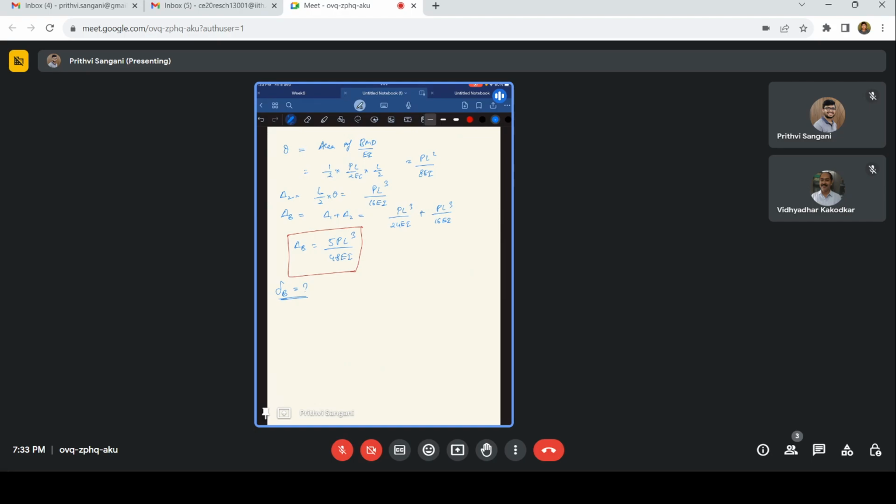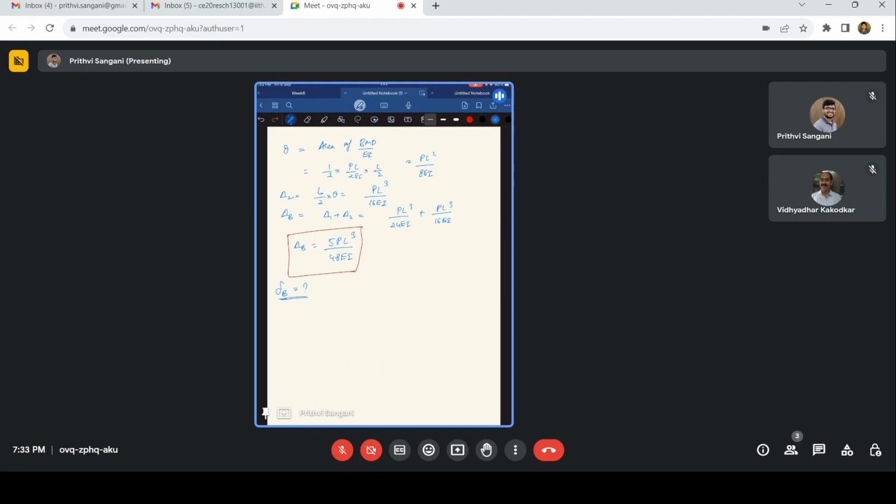Beam 2, we have a similar kind of thing. Beam 2 is the beam with unknown force VB. All right. So VB. This is A. This is B.